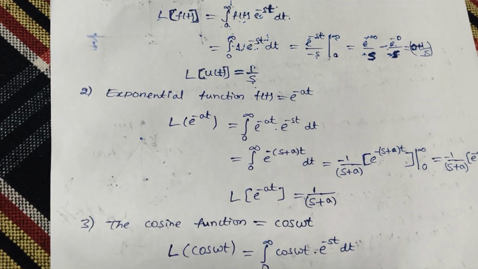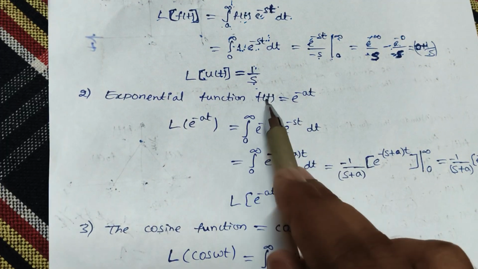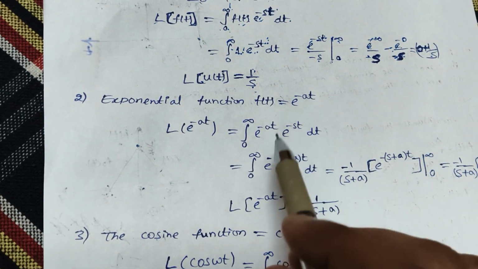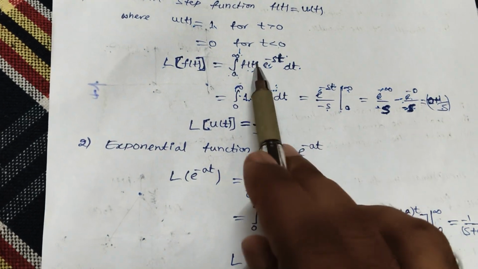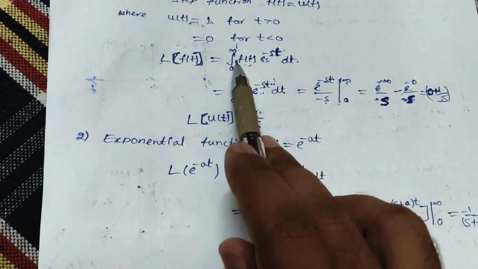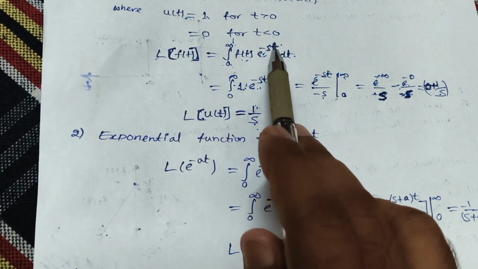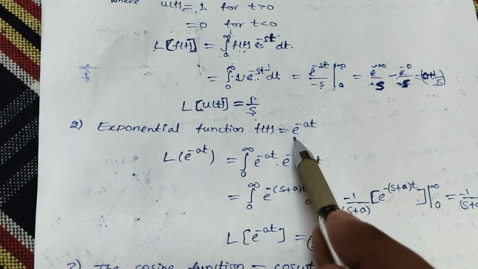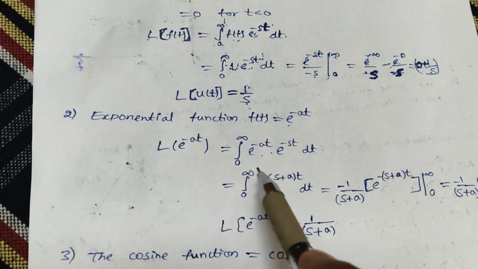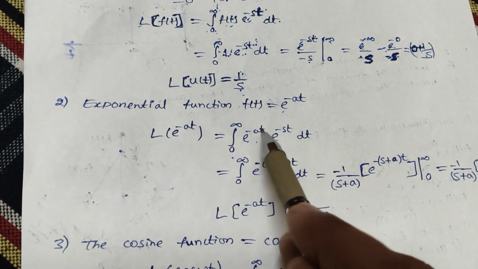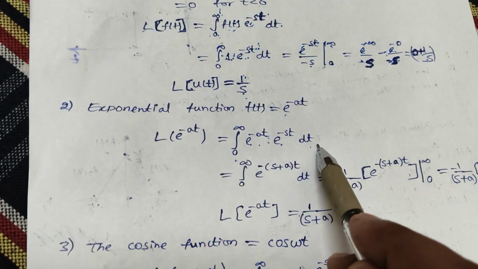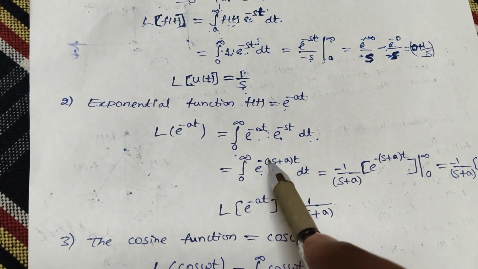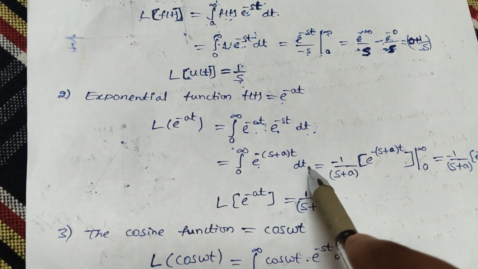The second function is the exponential function. That is, f of t is equal to e power minus at. So in the same Laplace transform equation, the Laplace transform of f of t is equal to the integral from 0 to infinity of f of t into e power minus st into dt. I'm replacing this f of t with e power minus at. So the integral from 0 to infinity of e power minus at into e power minus st into dt. Both bases are the same, so the powers will be added: e power minus of s plus a into t into dt.